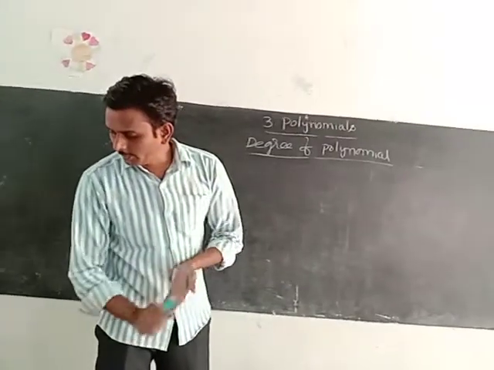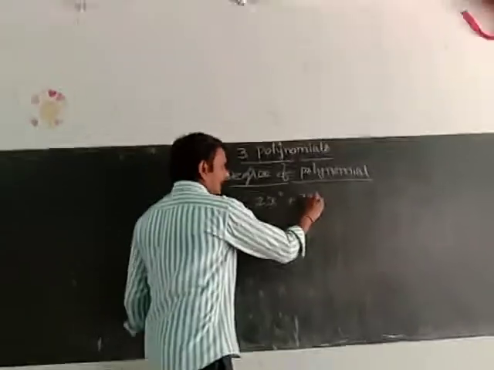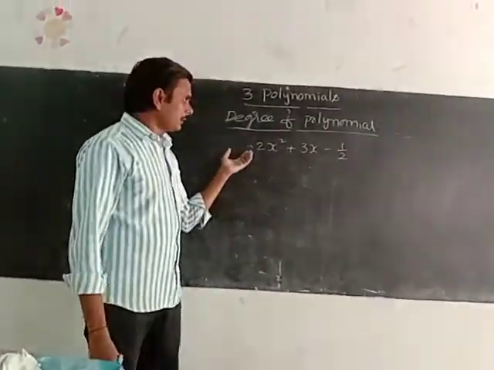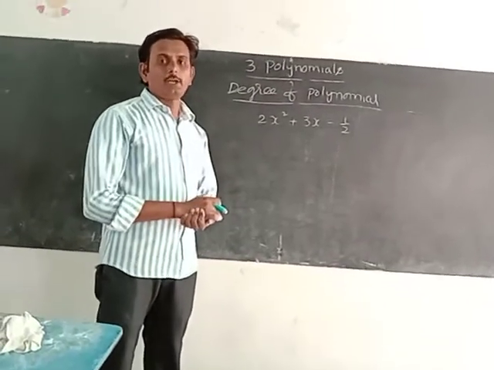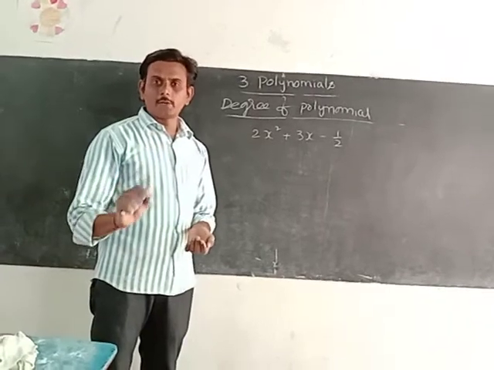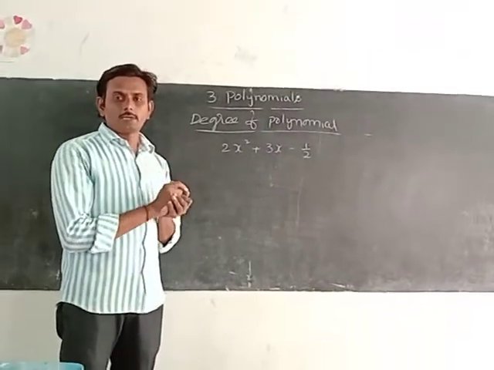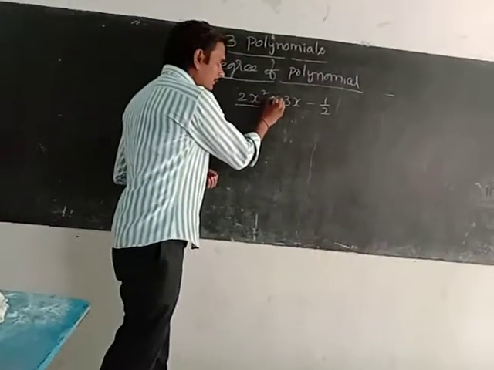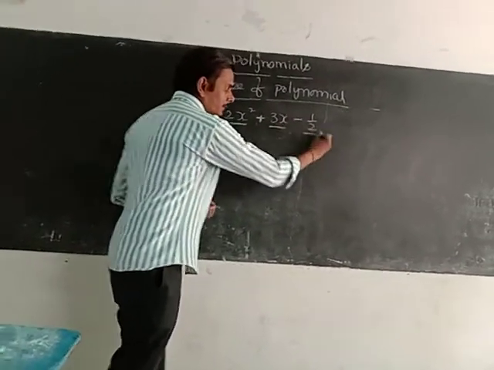Okay, the degree of the polynomial I want to calculate. For example, 2x squared plus 3x minus 1 by 2. I want to find out the degree of this expression. First identify how many terms are there. Whenever you want to find the degree of the expression, identify the number of terms given in the expression. This is one term. Already I told you how to identify: the plus symbol, before part, after part. Here the minus symbol is there, before part, after part, underline.